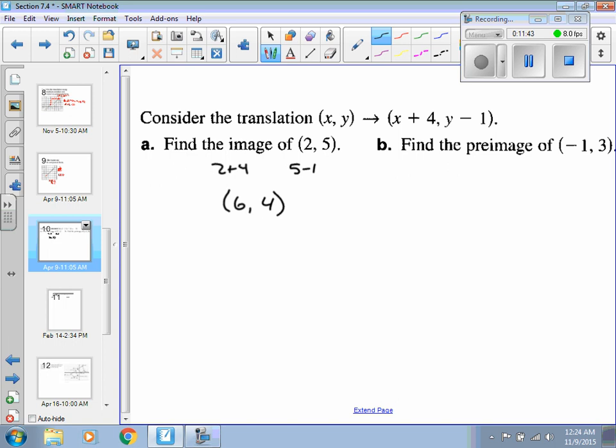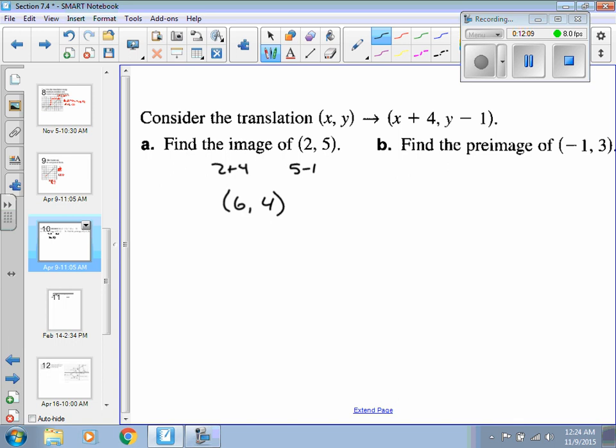For part B, we want to find the pre-image. And the pre-image is what we're going to start with if we end up at (negative 1, 3). If you've ever seen Jeopardy, you've seen something very similar to this. In Jeopardy, they give you the answers. They want you to find the question. That's why they always start with "what is." Okay, they're giving you the answer. You've got to figure out what the question was. And that's what we've got here.